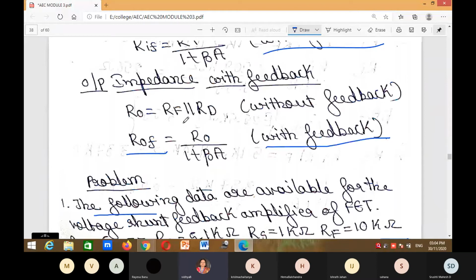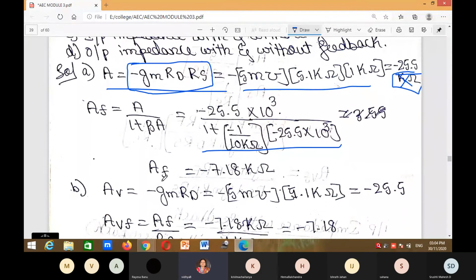So minus 25.5 into 10 to the power of 3 divided by 1 plus minus 1 divided by RF. Beta is nothing but minus 1 divided by RF, so minus 1 divided by 10 kilo ohm. After substituting and calculating this, what will you get? AF is equal to minus 7.18 into 10 to the power of 3.